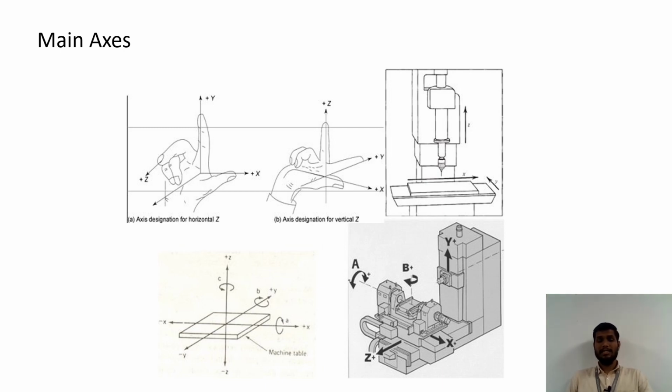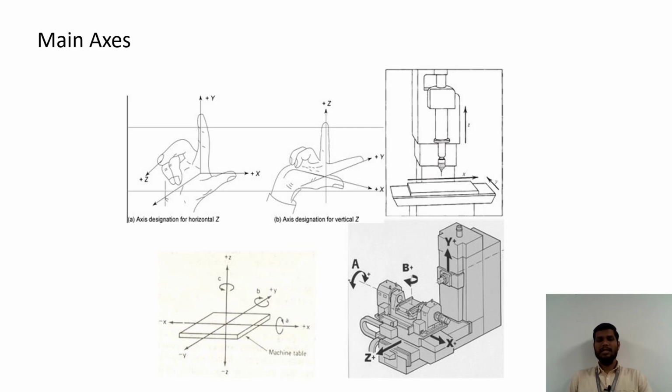Secondary linear axes U, V and W. U is parallel to the X axis, V is parallel to the Y axis and W is parallel to the Z axis.